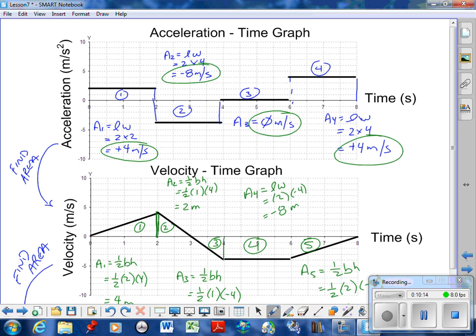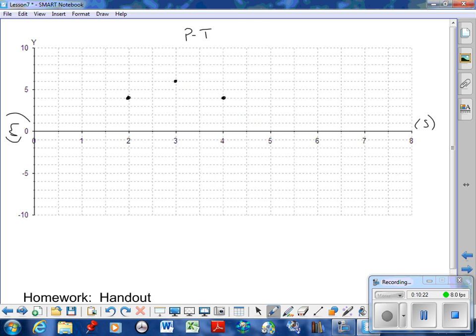And then in stage 4, I have to go back 8 meters over the 2 seconds. So 8 meters over 2 seconds. So 2 seconds, 8 meters. So that's at positive 4, so down to negative 4. It's going to be down here.